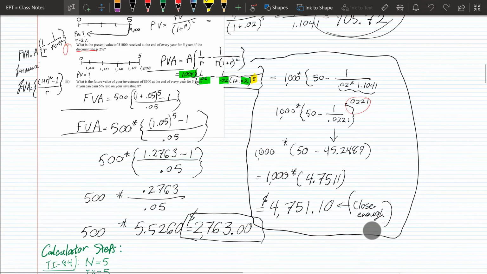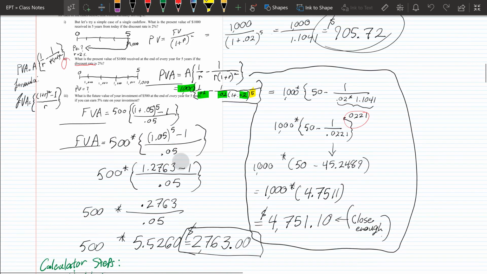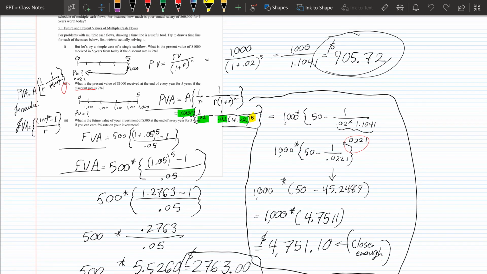Okay. So you see that that's the present value, because right now what you're doing is evaluating these future cash flows coming back, and it's asking you what is the present value. So that's a dead giveaway. But let's do the next one.